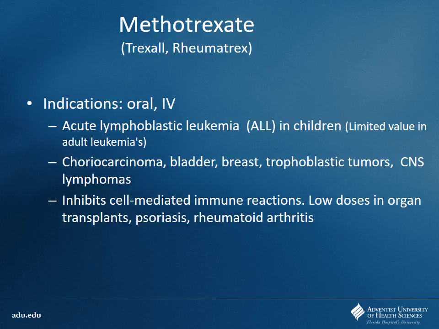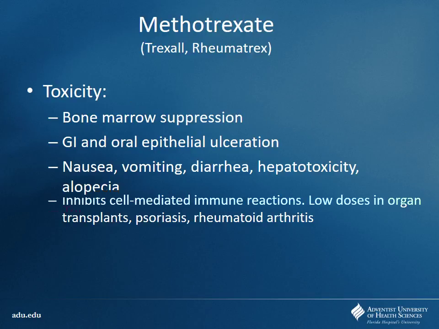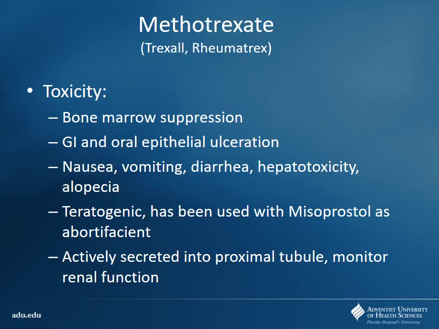Okay, so again, the different doses are going to be much different. For instance, you might see someone on methotrexate, say 25 milligrams for rheumatoid arthritis. Here we're giving several grams, like 10 grams in a single dose of methotrexate IV. So again, big difference in doses here. Obviously toxicity is going to be seen again with these rapidly dividing cells. So bone marrow suppression, GI and oral epithelial ulceration, nausea, vomiting.